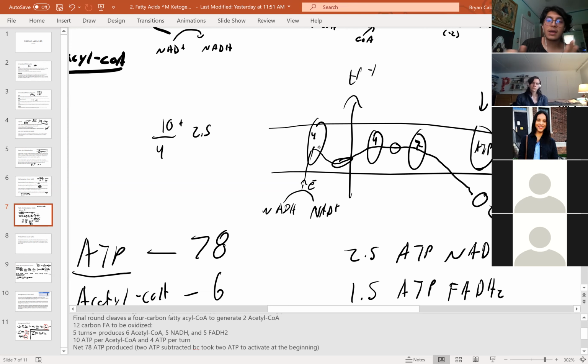Can anyone tell me why FADH2 produces less? It doesn't pass through the first electron receiver. It donates its electrons, sorry, not its protons, its electrons over here. So it completely misses its first complex. The electrons are introduced here and they go down. So they only shuttle out 6 protons. You divide 6 by 4, you get 1.5.